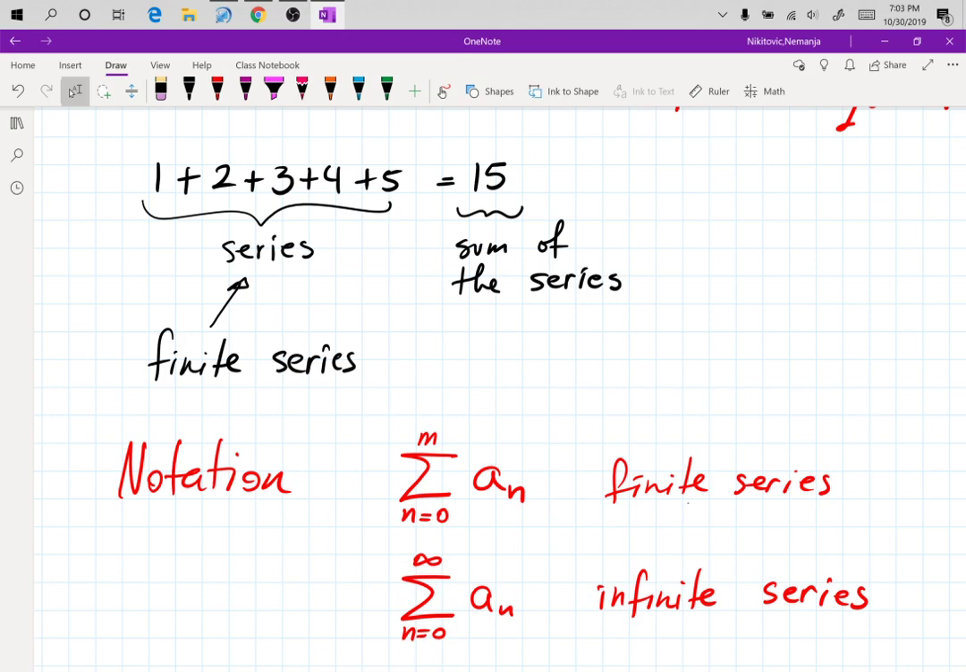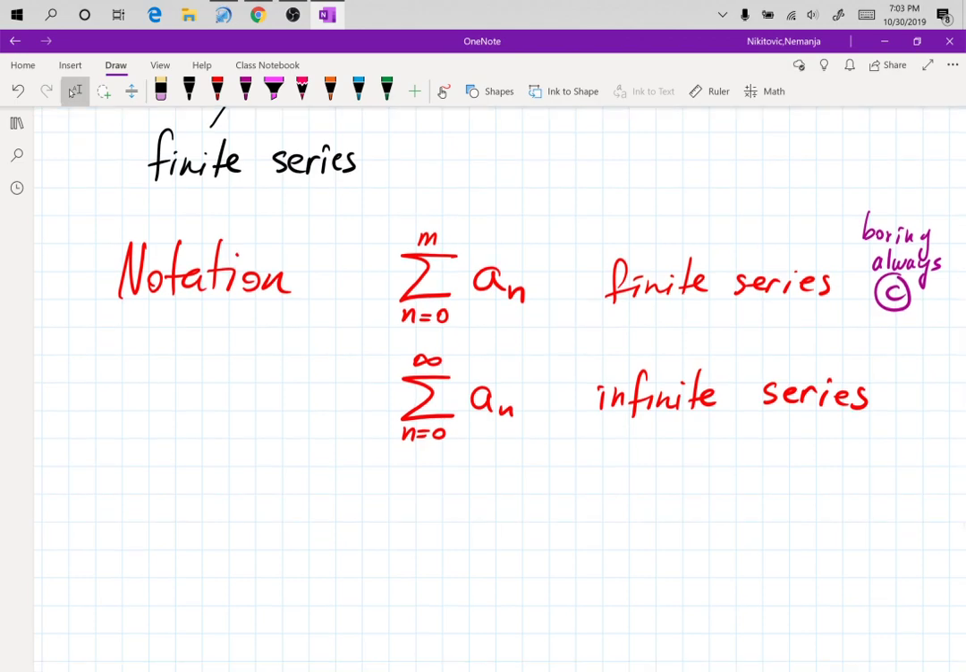So finite series always converge. We can always add the numbers either using our brain or the computer. So we do not care about finite series. I'm just going to say over here in parentheses, well, we can say boring. Always converge. Done deal. It's the infinite series that we care about because an infinite series could add to a finite number and we'll call that convergent, or the infinite series could add to infinity and we'll call that divergent. So we only care about infinite series.